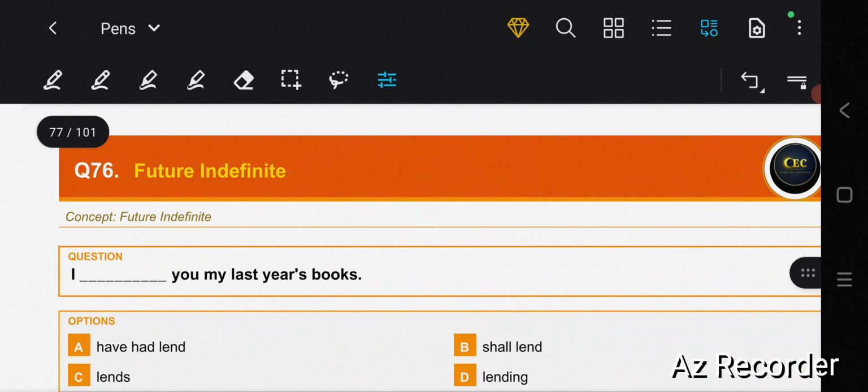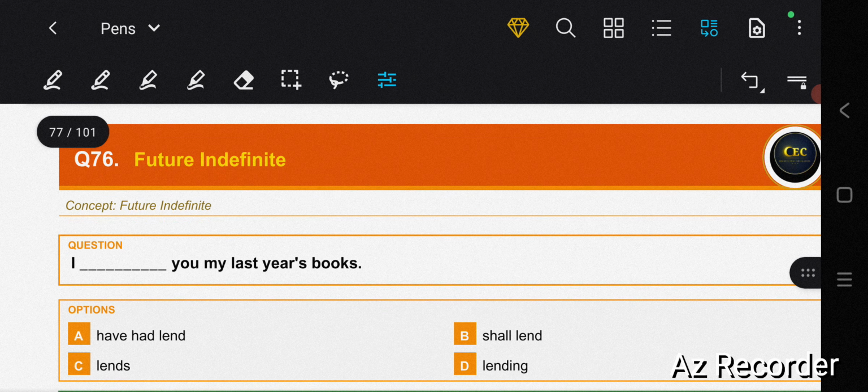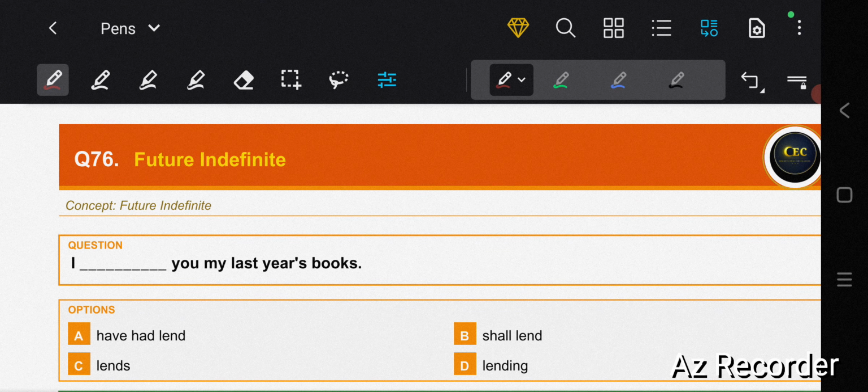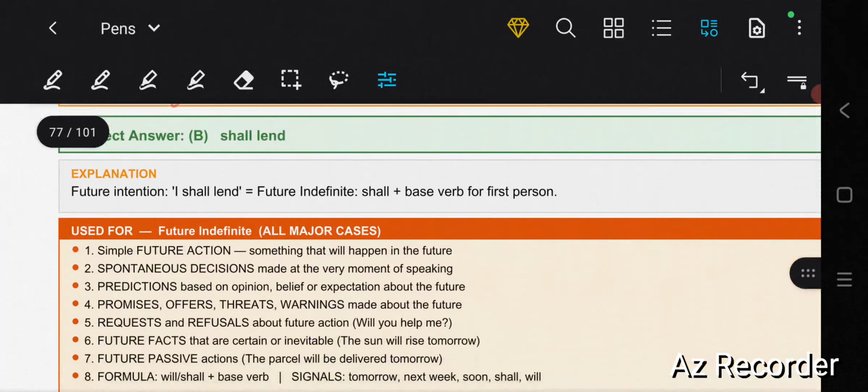Now we'll go for the 76 number question, future indefinite. I'd as you may last year's books. I have had lent, shall lend. So clearly we see there is the lend, we've won with the helping verb, that is the shall modal verb. So this one is the correct option, and rest 3 will be the incorrect.